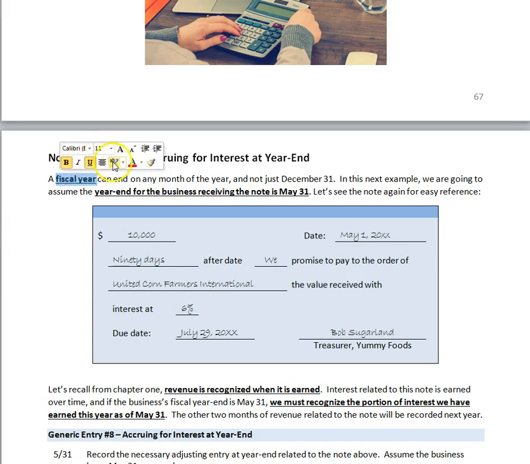Alright, the difference between a fiscal year is a business year. It's their accounting year effectively. It doesn't have to end on December 31st. It can end on any month of the year. For this example, we're going to assume their year end is May 31st. So this business's fiscal year end is May 31st. So they have to close their books and get everything ready as of May 31st to report their information on the financial statements.